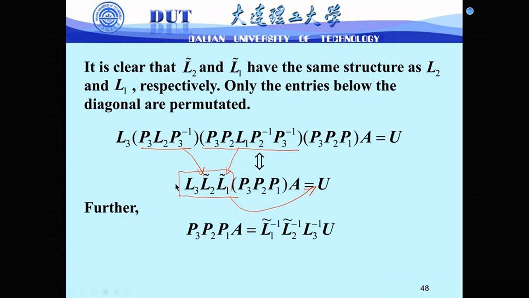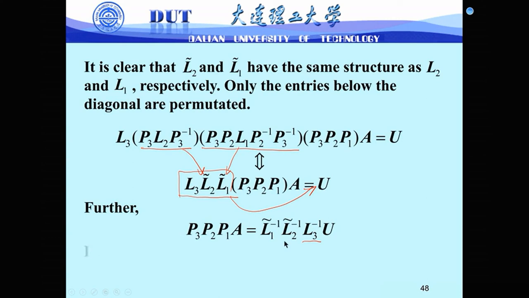So multiply by L3 inverse. Here, L3 inverse, then L3 disappears. Then multiply by L2 theta inverse. Then it disappears, but here we have L2 theta inverse. And then multiply by L1 theta inverse from the left side. Okay, so L1 theta inverse from the left side. Then here, we don't have L3, L2 theta, L1 theta. It's okay for you? Similarly, move them to the right side, one by one.